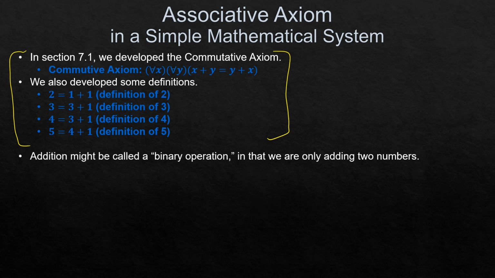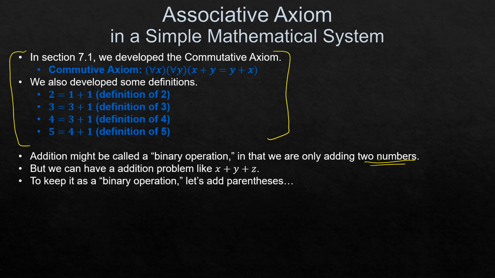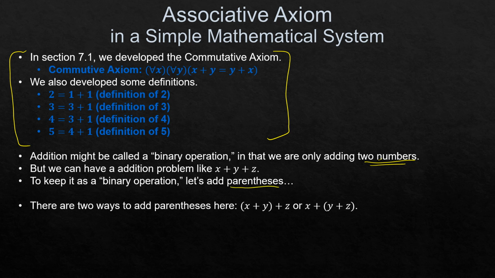Now, addition might be called a binary operation in that we are only adding two numbers. But we can have an addition problem like this, x plus y plus z. To keep it as a binary operation, let's add parentheses. There are two ways to add parentheses here. We can group the x plus y, or we can group the y plus z. So if we have something like 3 plus 2 plus 1, we can group the 3 plus 2, or we can group the 2 plus 1.